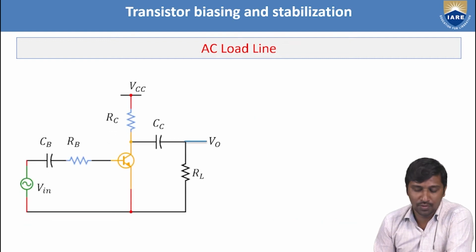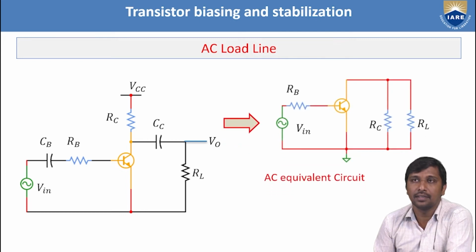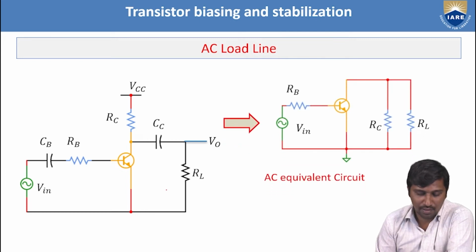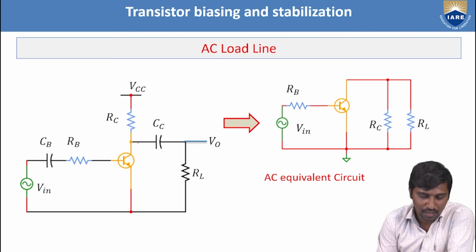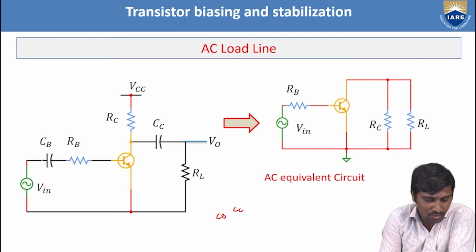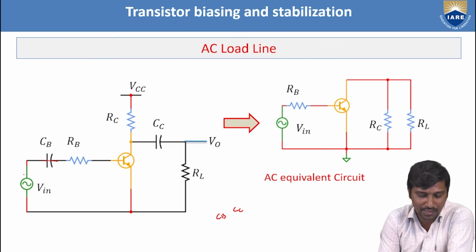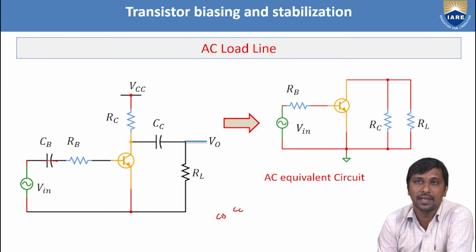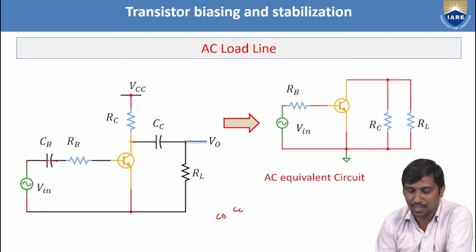Similarly, if you want to calculate the AC load line, under this AC condition, the two capacitors, CB and CC, act as short circuits. If they are short circuits, the AC signal passes through this biasing resistance towards the base terminal of the transistor. That is the reason the given input signal passes through the biasing resistance towards the base terminal.